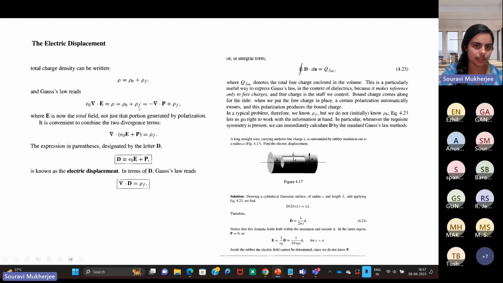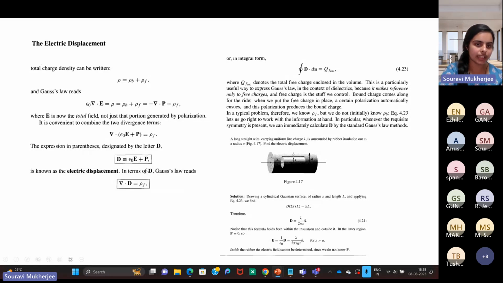But then you have another quantity, which is your free charge, right? So if you take this term here, what you get is divergence of epsilon naught E plus P, where P is your polarization, is equal to rho F. So rho F now is your free charge density. If you take this quantity and term it as some quantity D, that is your electric displacement.